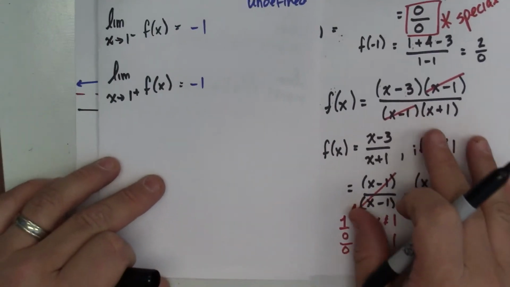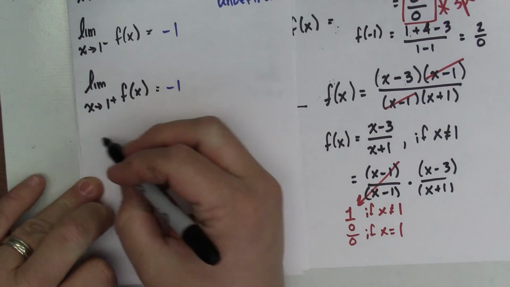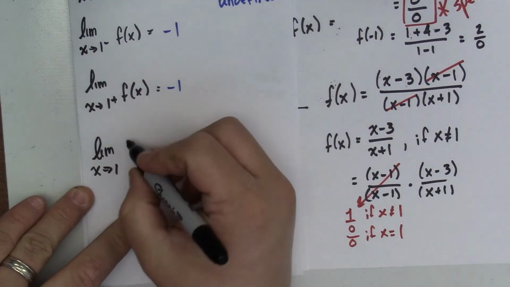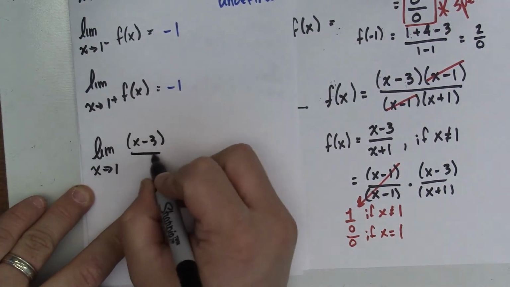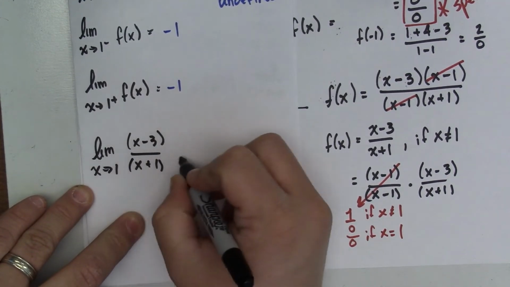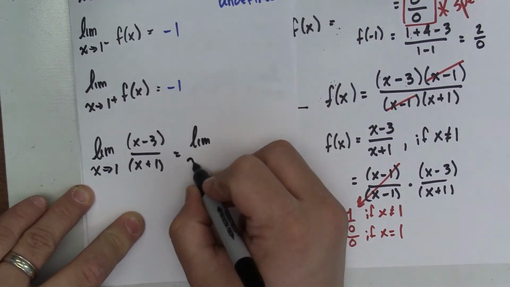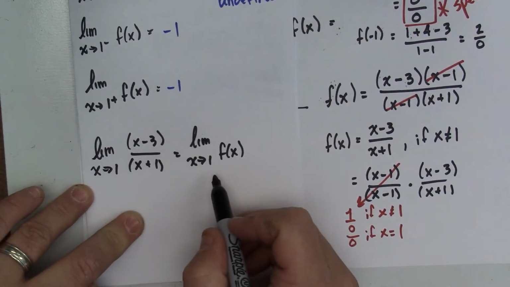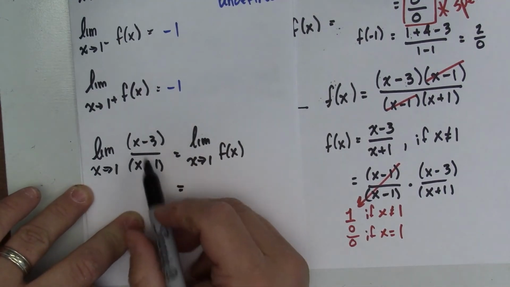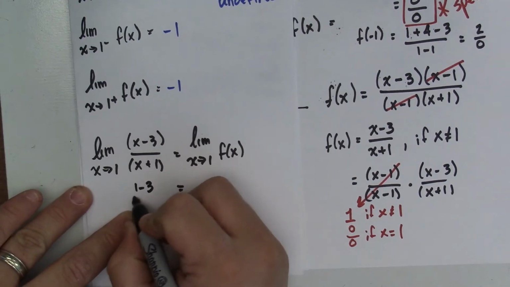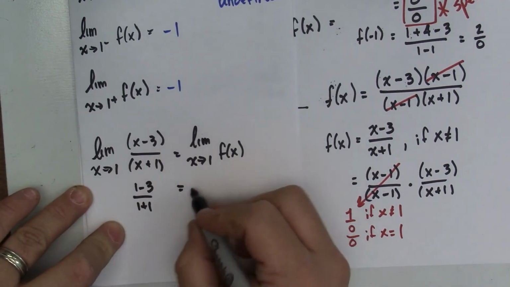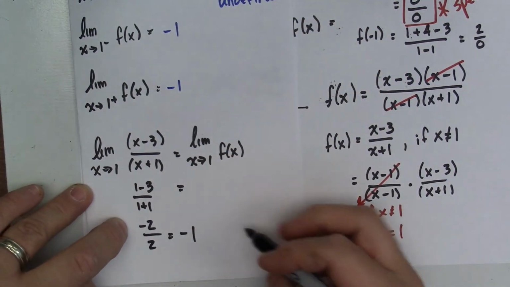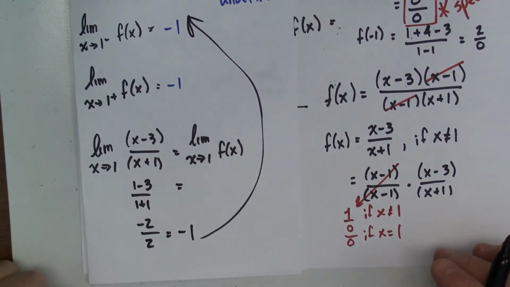let's do it on this side so we can still look at this work. The limit as x goes to 1 of x minus 3 over x plus 1 is the same as the limit as x goes to 1 of f of x. These two things become the same, which means now I can just plug in for 1. So I've got 1 minus 3 over 1 plus 1. Well, that is -2 over 2, which is just -1. And hey, look, that's what we got by graphing.